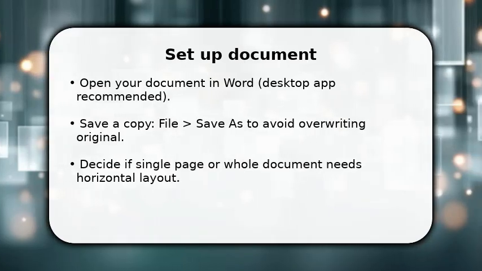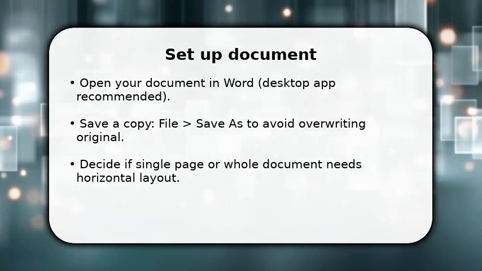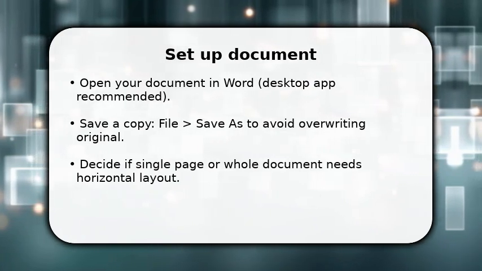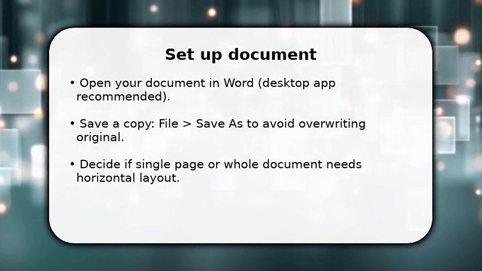You start by opening Word and ensuring you have a saved copy so changes are reversible. Once done, decide whether you want one page turned horizontal or the entire file. That choice changes the steps.